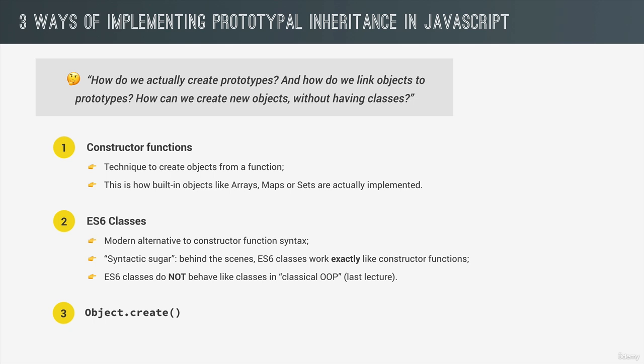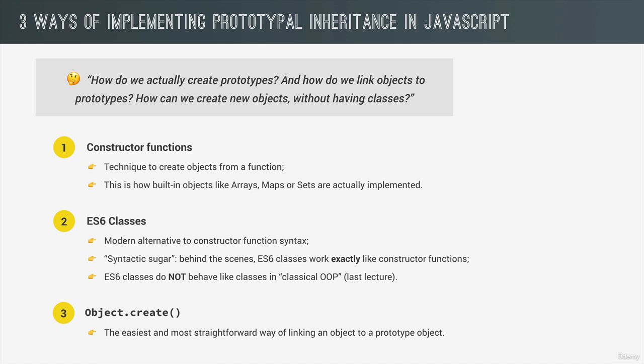Finally, there's also the Object.create function, which is basically the easiest and most straightforward way of linking an object to a prototype object. However, it's not as used as the other 2 methods, as we will see over the next couple of lectures.